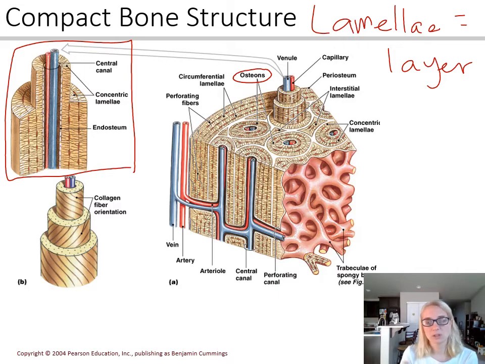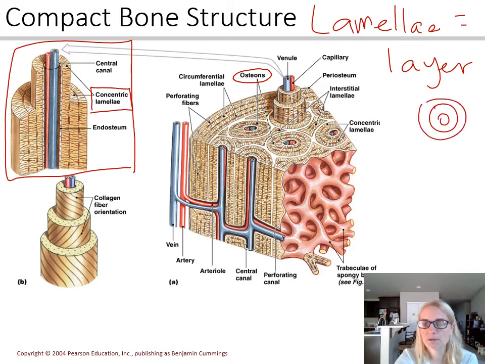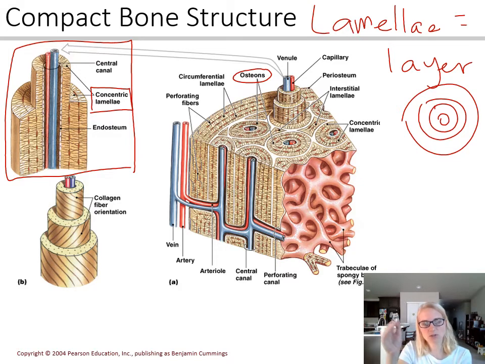And there's lots of different kinds of lamellae. Actually, I should say not lots, there's three types. This first type is called concentric lamellae. Concentric, like concentric circles of a bullseye. So concentric is you have a small circle and then ever increasing circles. So those are called concentric lamellae because they're layers in ever increasing sizes of circles.